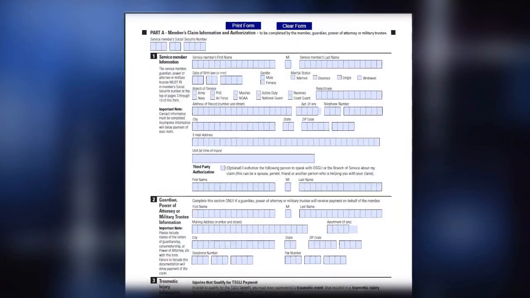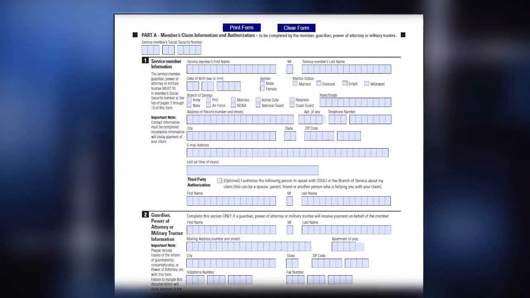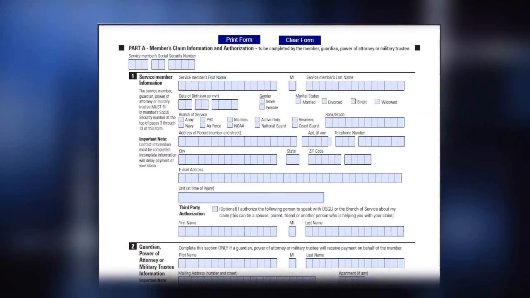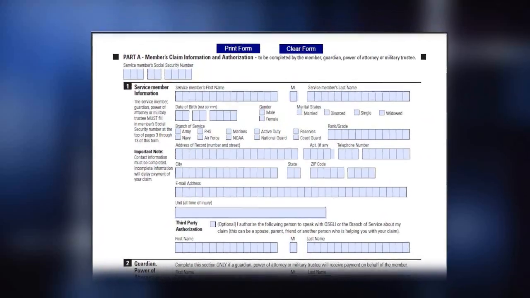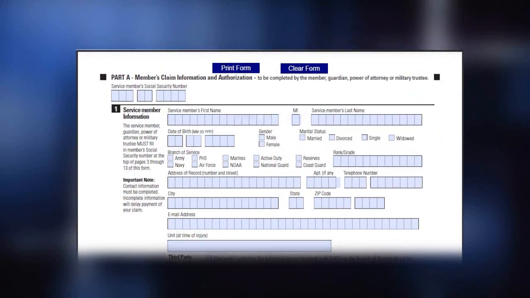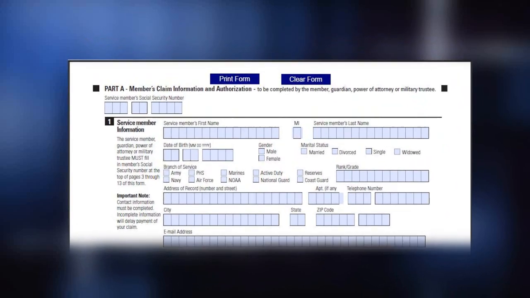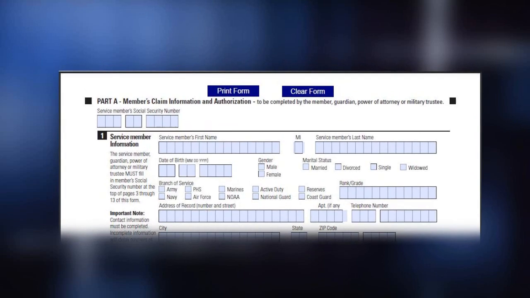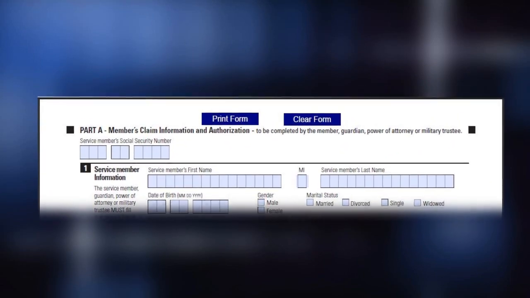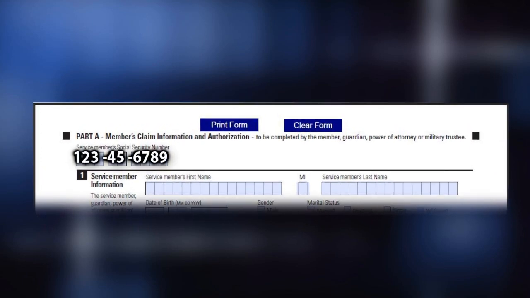Page 3, Part A, Member's Claim Information and Authorization. To be completed by the member, guardian, power of attorney, or military trustee. Section 1 is the service member's information. Important note, contact information must be completed. Incomplete information will delay the payment of your claim.